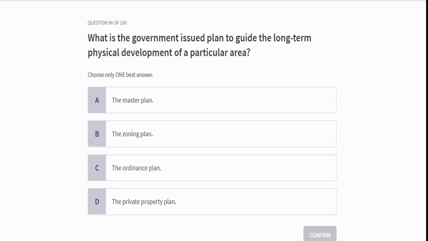All right, 96. What is the government issued plan to guide the long-term physical development of a particular area? Is it A, the master plan, B, the zoning plan, C, the ordinance plan, or D, the private property plan? So, gonna give you guys some time to think that one over, starting now.